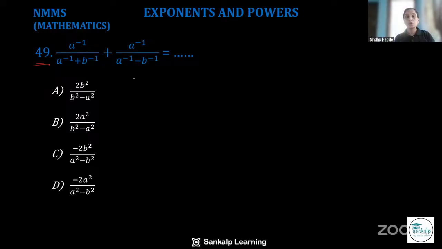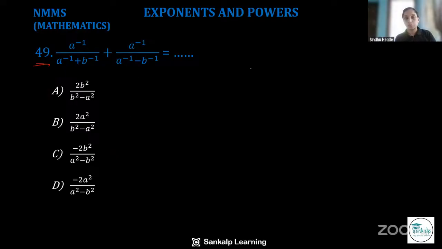Let us see question number 49 of the chapter Exponents and Powers. a raised to minus 1 divided by a raised to minus 1 plus b raised to minus 1, plus a raised to minus 1 divided by a raised to minus 1 minus b raised to minus 1, is equal to dash. Option A: 2b square by b square minus a square, B: 2a square by b square minus a square, C: minus 2b square by a square minus b square, D: minus 2a square by a square minus b square.